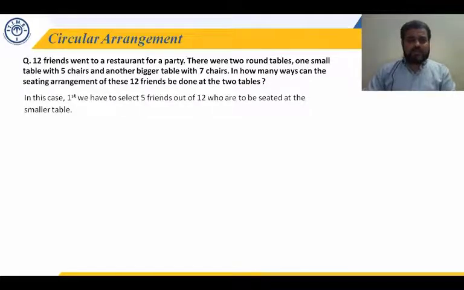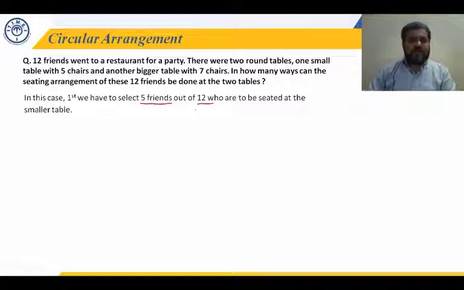Now since there are 2 tables and total number of chairs are also 12, 5 on the smaller table and 7 on the bigger table. But since there are 2 different tables, so in this case first we will have to select those 5 friends out of the 12 who are to be seated at the smaller table. So we will have to do the selection first before doing the arrangement. So first we have to select 5 friends which will sit at the smaller table because it can be any 5 of the 12 friends.